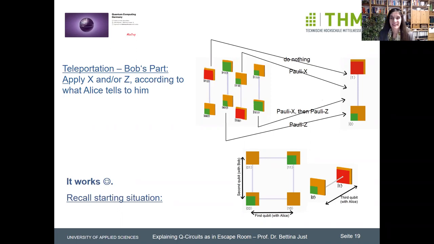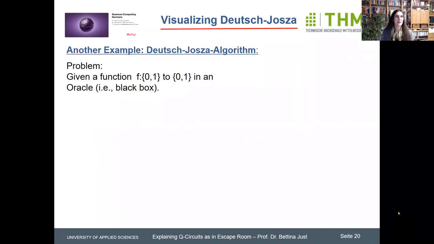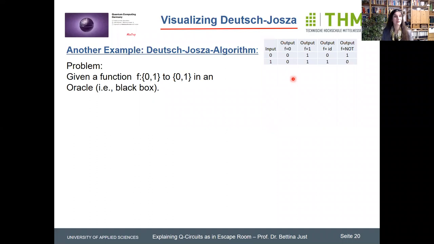Another example, the very famous Deutsch-Jozsa algorithm. I go briefly through it. Those of you who know it will know it. It's one of the famous things also to illustrate what quantum computers can do. The problem is we are given a function that takes one bit and outputs one bit. So there are four of these functions, taking one input, 0 or 1, and outputting 0 or 1. There are four possibilities: 0, 0; 1, 1; 1, 0; 0, 1.